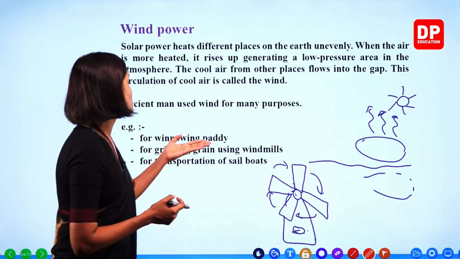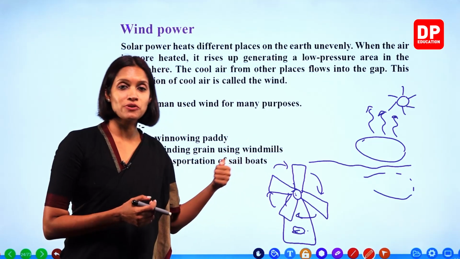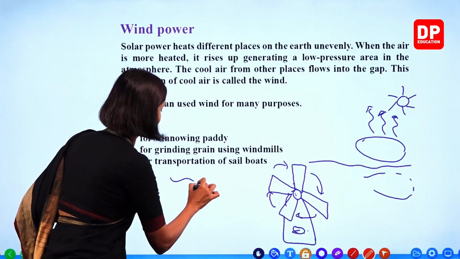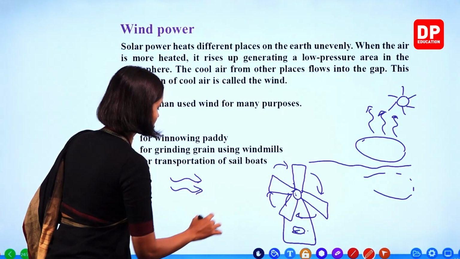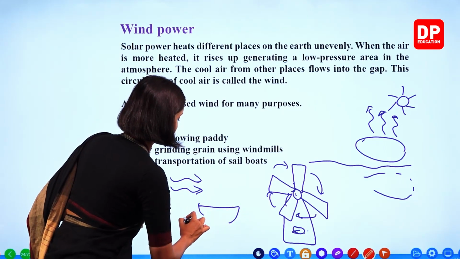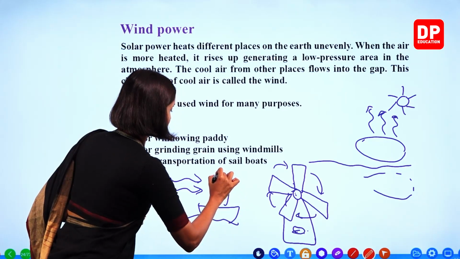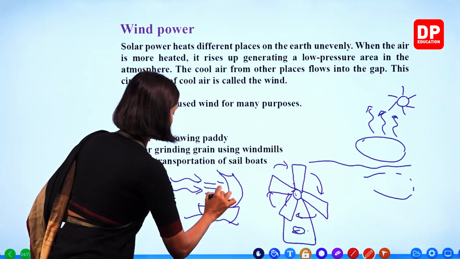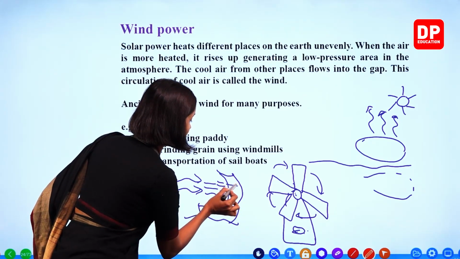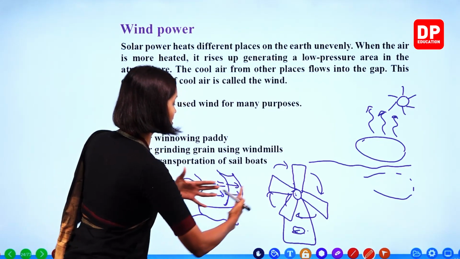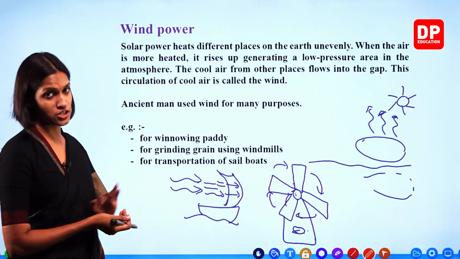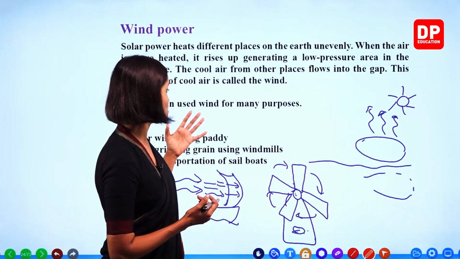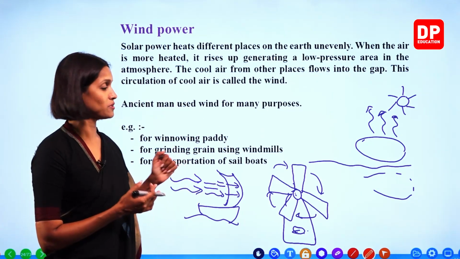For transportation of sailboats, the sail is there. When you put up the sail, what happens? When the wind blows in one direction, what happens? Let's say if this is the sailboat. Then because of the blowing of wind, this sail moves in one direction, moving the entire boat towards that direction. Right? So for the transportation of sailboats also, ancient man got the support of the wind.